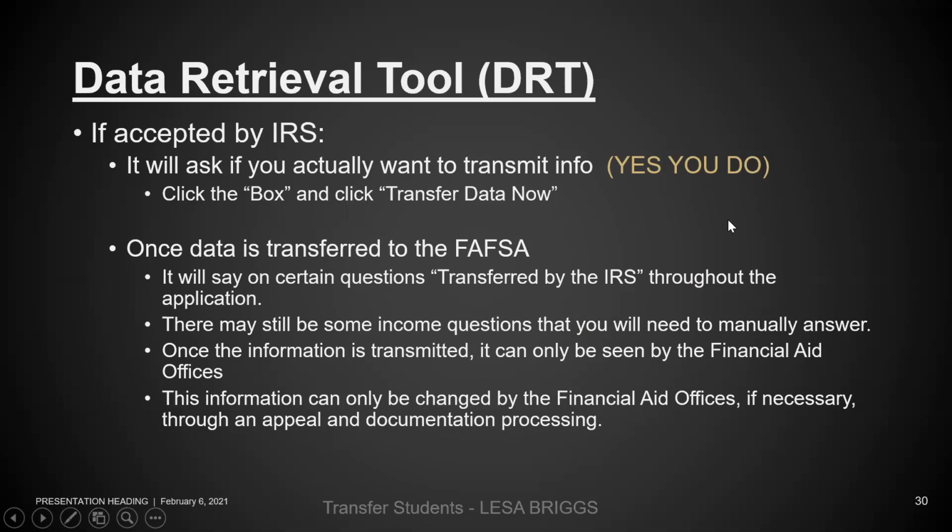If you're not able to use the data retrieval tool, then you would just have to manually input the information on the FAFSA yourself. Just make sure that you're following all the instructions on the FAFSA because it will tell you exactly what number is on the tax return that you need to put on the FAFSA.